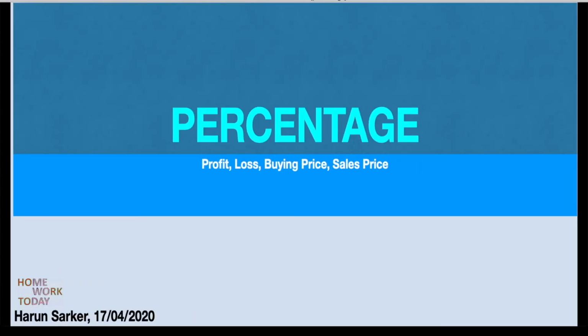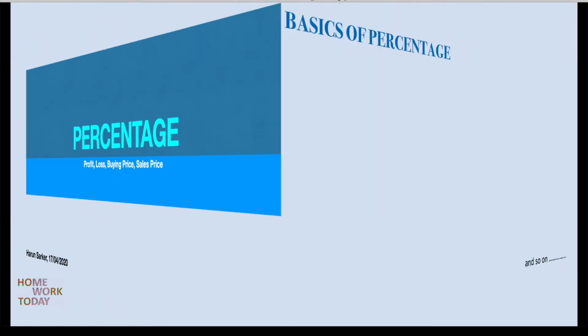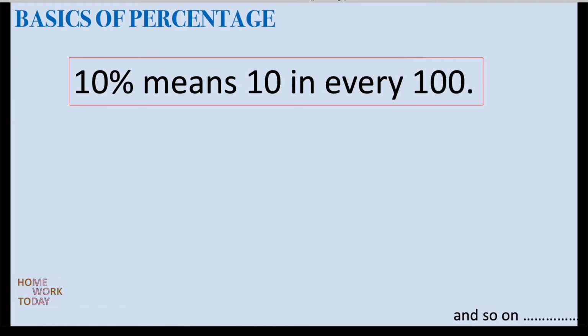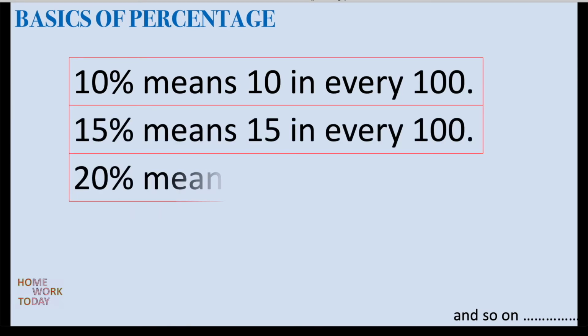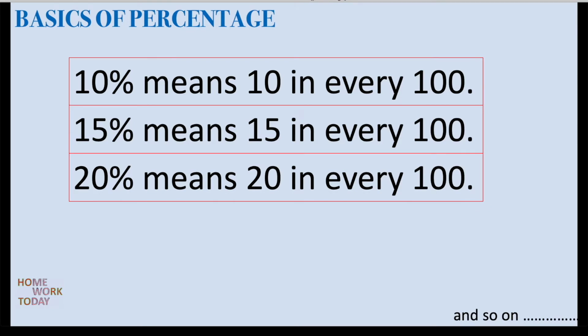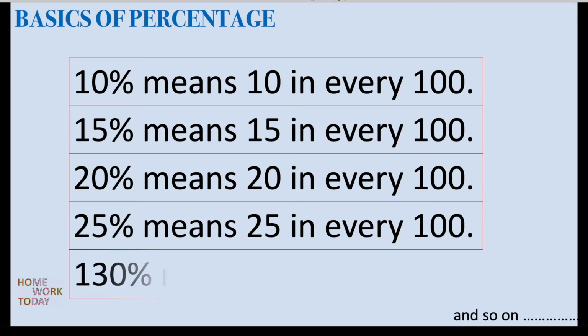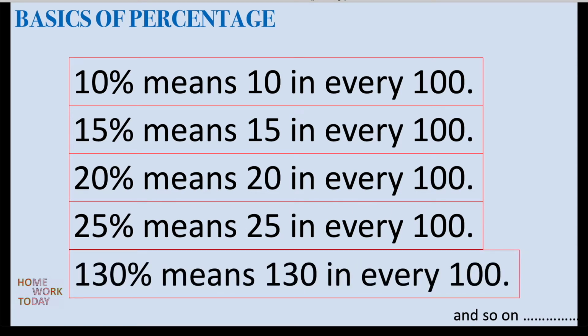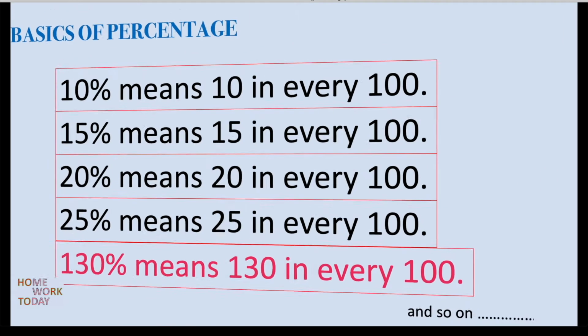First, let's discuss the basics of percentage. So 10% is 10 in every 100, 15% is 15 in every 100, 20% means 20 in every 100, 25% is 25 in every 100, 130% means 130 in every 100, and so on. Now, there may be a question how it can be 130 when we only have 100. Well, I will come to this point a little later.